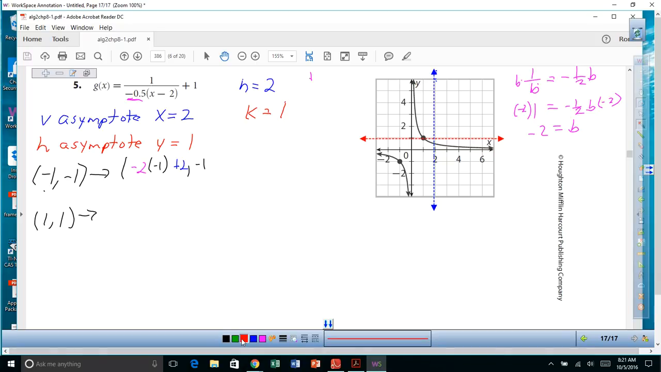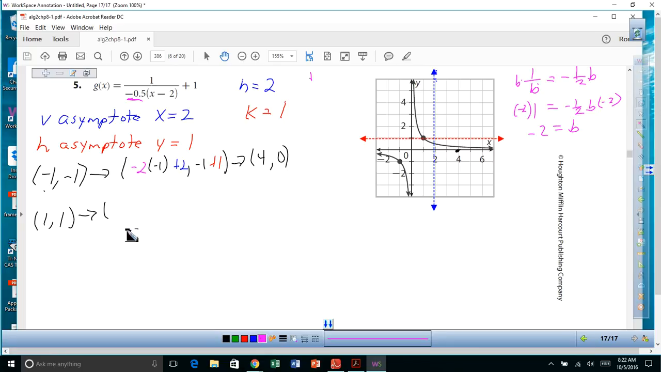Now, we've got -1, and we're going to add 1 to that. +1. So -2 times -1 is 2. 2 plus 2 is 4. And then -1 plus 1 is 0. So we've got a point 4, 0. Let's see. 1, 2, 3, 4, 0 is going to be right there. All right, good.